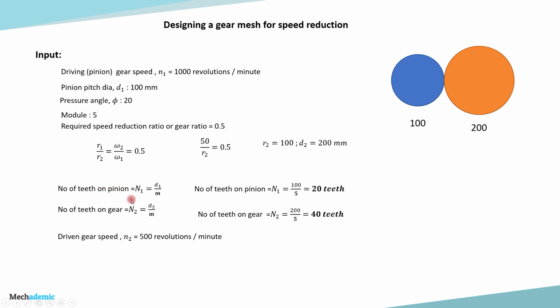Number of teeth on pinion N1 is equal to D1 by M, because M is equal to D by N. So just replacing M, cross multiplying, N1 is equal to D1 by M. D1 is 100 divided by M, which is 5. So the number of teeth on pinion, capital N1, is 20. Number of teeth on the driven gear, N2, is D2 by M, that is 200 by 5, that is 40. Driven gear output speed is 500 revolutions per minute.